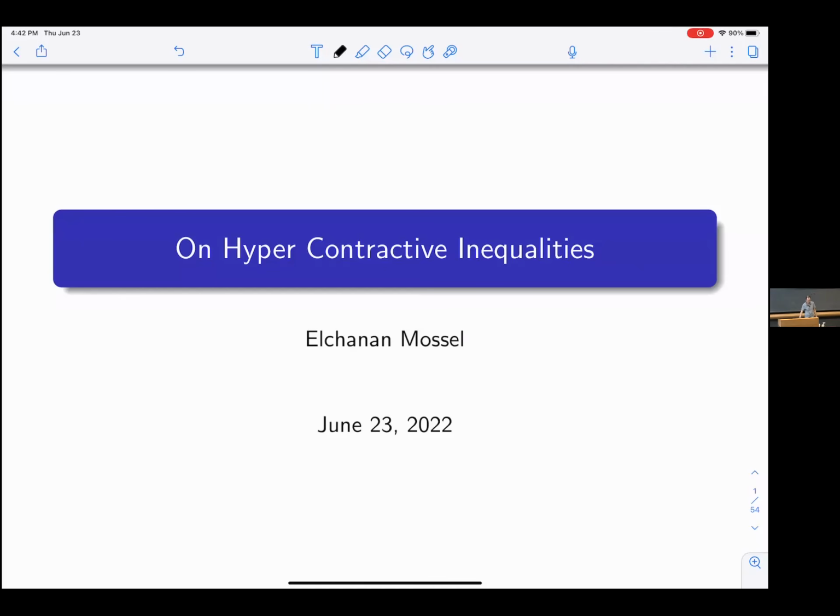And my conclusion from this discussion is that maybe due to some recent interest in hypercontractive inequalities in the quantum world, that would be a good topic for discussion. And that's what I'm going to talk about. But given the audience, I'm also happy for you to give me feedback. And if you want me to talk more about the applications and less about the basic mathematics, feel free to ask questions during the talk.